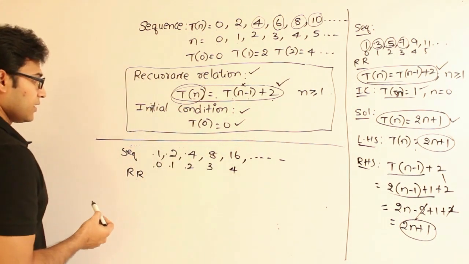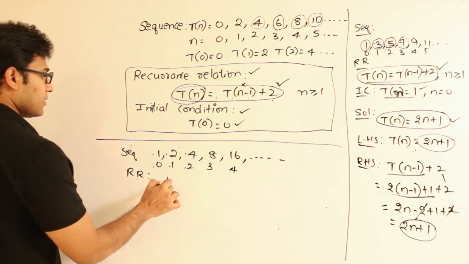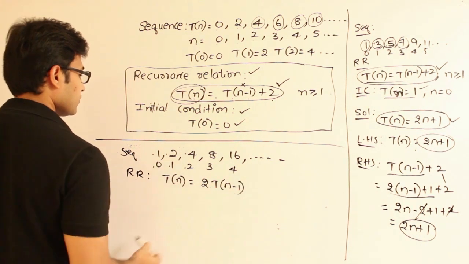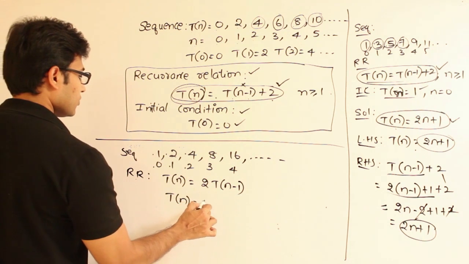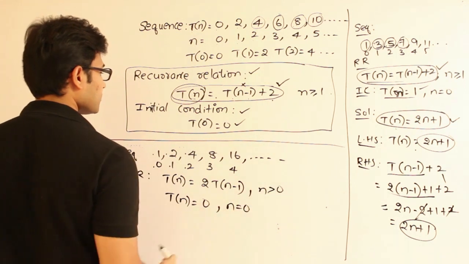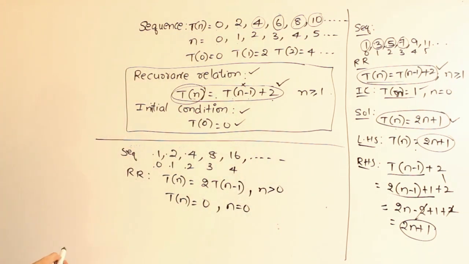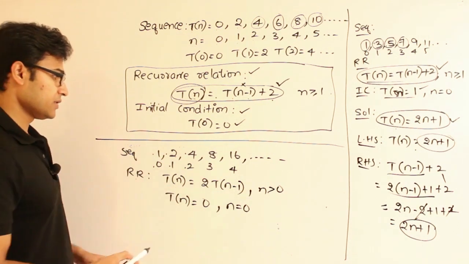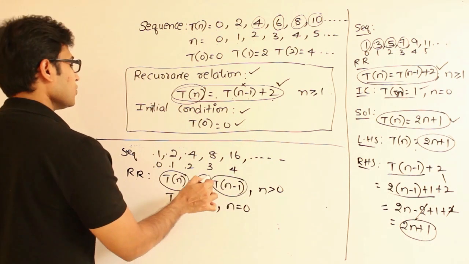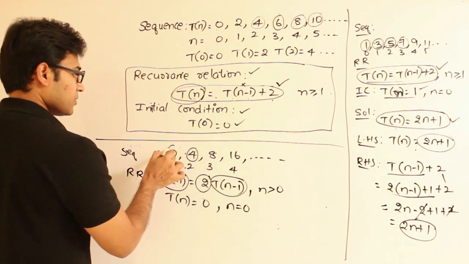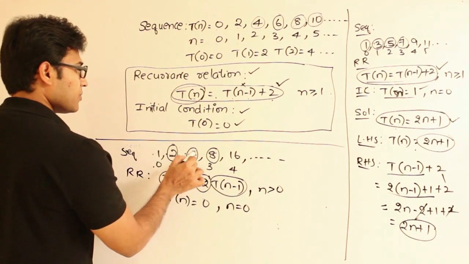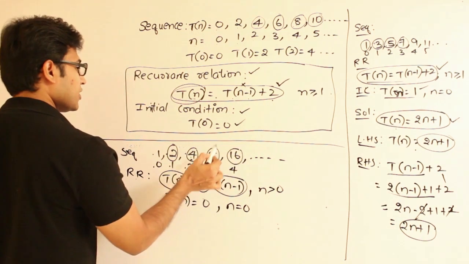If you consider it that way, then the recurrence relation is going to be T of n equals 2 into T of n minus 1, and T of 0 equals 1, and this is valid for n greater than 0, which means n is greater than or equal to 1. What I mean by this recurrence relation is, if you want to get a term in this sequence, you have to take the previous term and multiply it with 2. 2 into 2 is 4. If you want to get this one, take 4 and multiply with 2. If you want to get this one, take this one and multiply with 2.